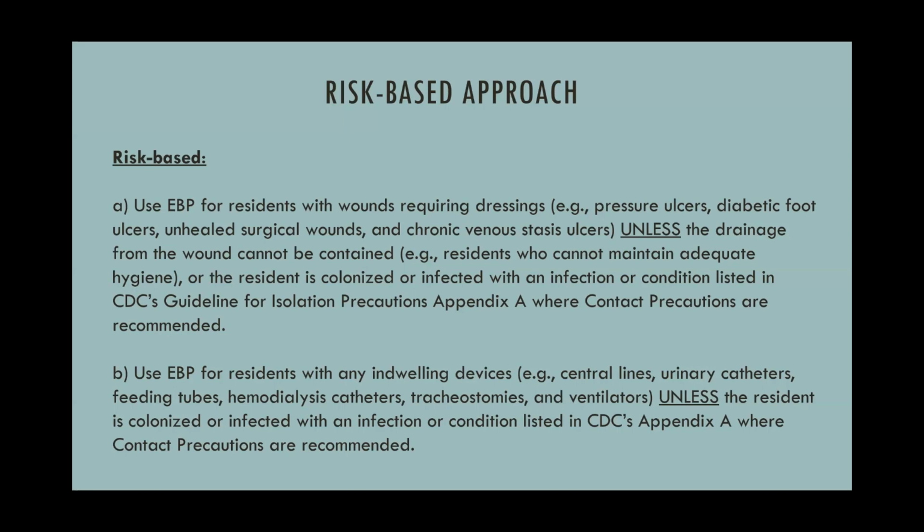You may use enhanced barrier precautions for residents with an indwelling medical device, such as a central line, a urinary catheter, a feeding tube, dialysis catheter, a trach, or a ventilator, unless the resident is colonized or infected with an infection in Appendix A, where contact precautions are recommended by the CDC.